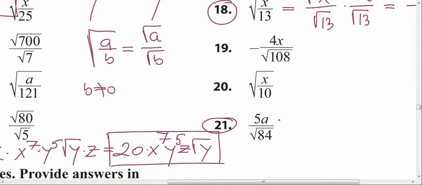Number 21, right? Let's do the next one now. It equals... well, the top stays 5a. The bottom, square root of 84.